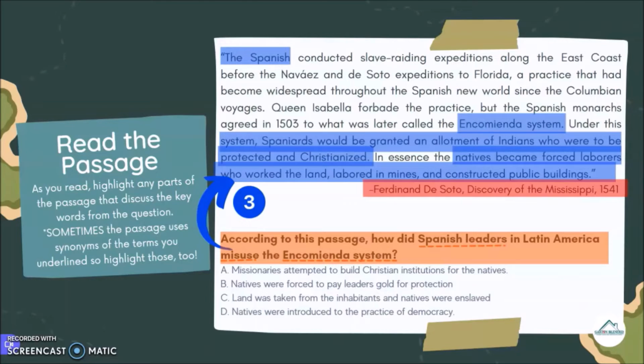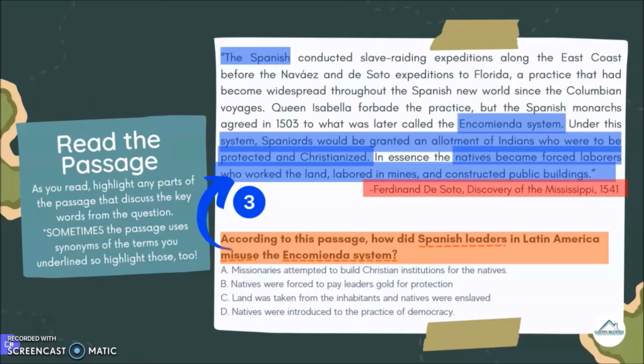After that, the student should refer back to the passage. As the student reads, they should highlight any parts of the passage that discuss the key words from the question. Sometimes the passage may use synonyms, so it's important that they highlight words that they believe mean the same thing in that passage as well. So I look for terms that talk about the Spanish. I'll look for terms that talk about the encomienda system, and I'll also highlight the portions of the sentence that tell me what those things are if that applies. Or maybe I'll highlight the sentence that discusses some of those important terms.